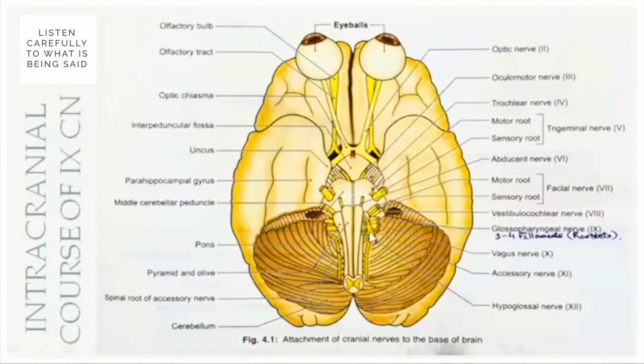M for motor, M for medial. I have been repeatedly telling you this. Then behind these olives, you have this posterolateral sulcus, and from that posterolateral sulcus, you will find the 9th, 10th, and 11th cranial nerves arising, the cranial portion of the accessory. They'll be arising from the posterolateral sulcus.